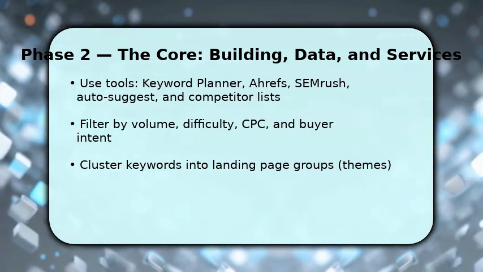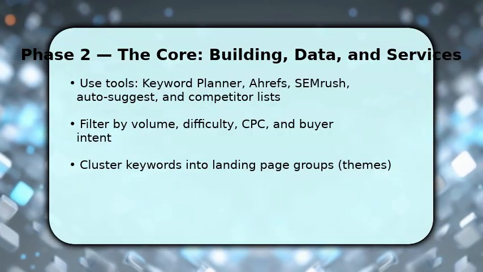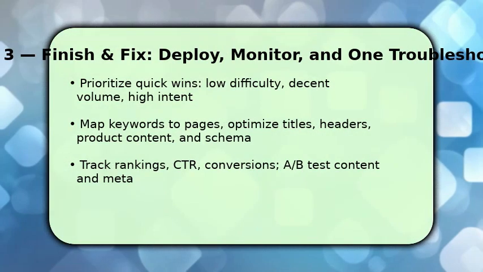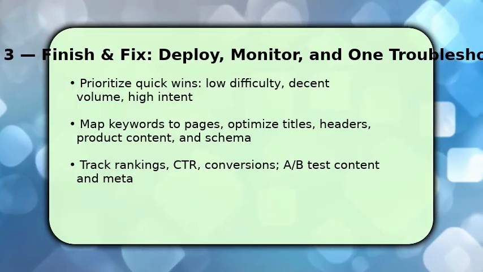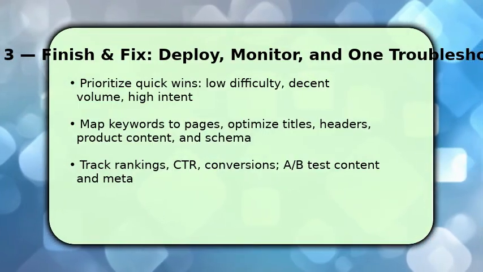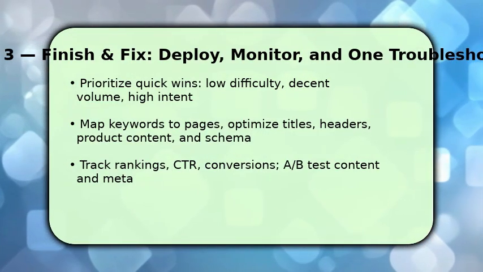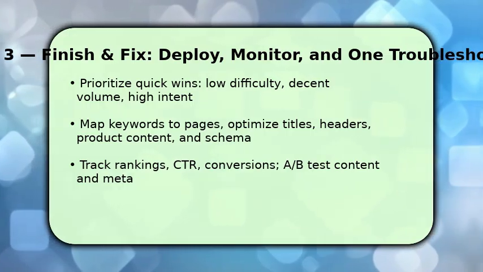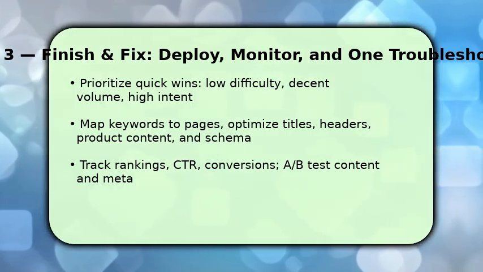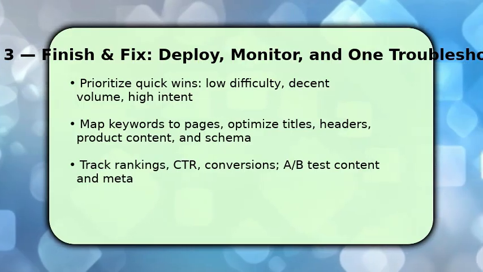Finally, prioritize quick wins and strategic pages. Pick low difficulty, reasonable volume, high-intent keywords first and map them to product or category pages. Implement on-page SEO. Optimize title tags, H1s, product descriptions, internal links, and schema for price and availability.